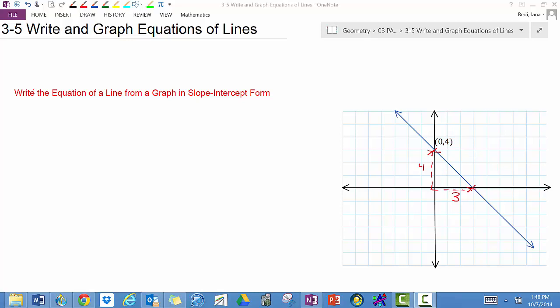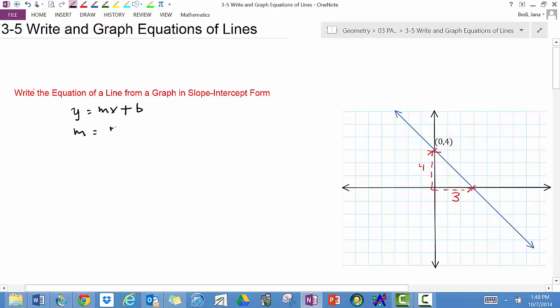In this section, you will write and graph equations of lines. Equations of lines can be in three forms: slope-intercept, point-slope, or standard form. You are familiar with the slope-intercept form. If you look at the line here, it passes through the point (0, 4). So the y-intercept is 4. And the slope-intercept form is y = mx + b.